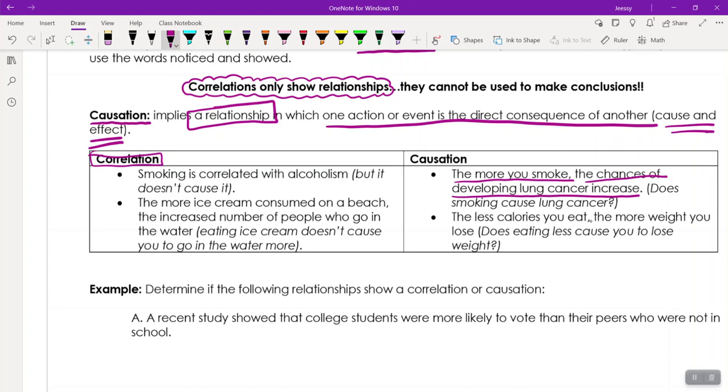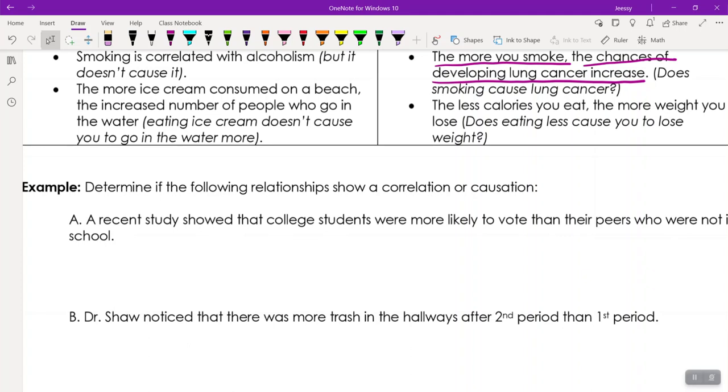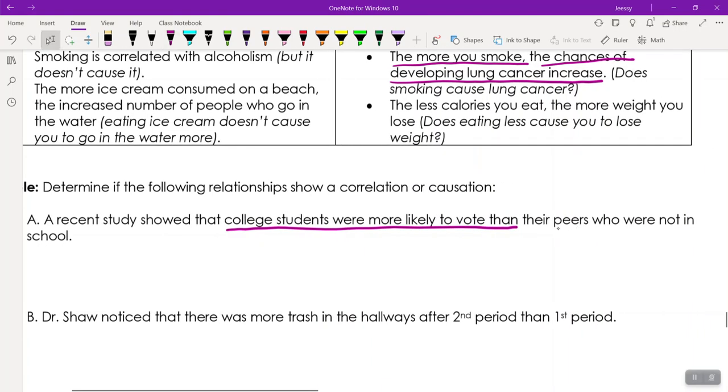The less calories you eat, the more weight that you lose. Does eating less cause you to lose weight? Yes. Okay? Any questions on whether it's correlation or causation? All right, so now we're going to do a quick study, and you guys will look at A. Let's do it together. A recent study showed that college students were more likely to vote than the peers that were not in school. Does being a college student cause the ones that are not college students to not vote? No, so this is just a correlation, okay? But it's not necessarily a cause and effect. They might be related, but it's not cause and effect.